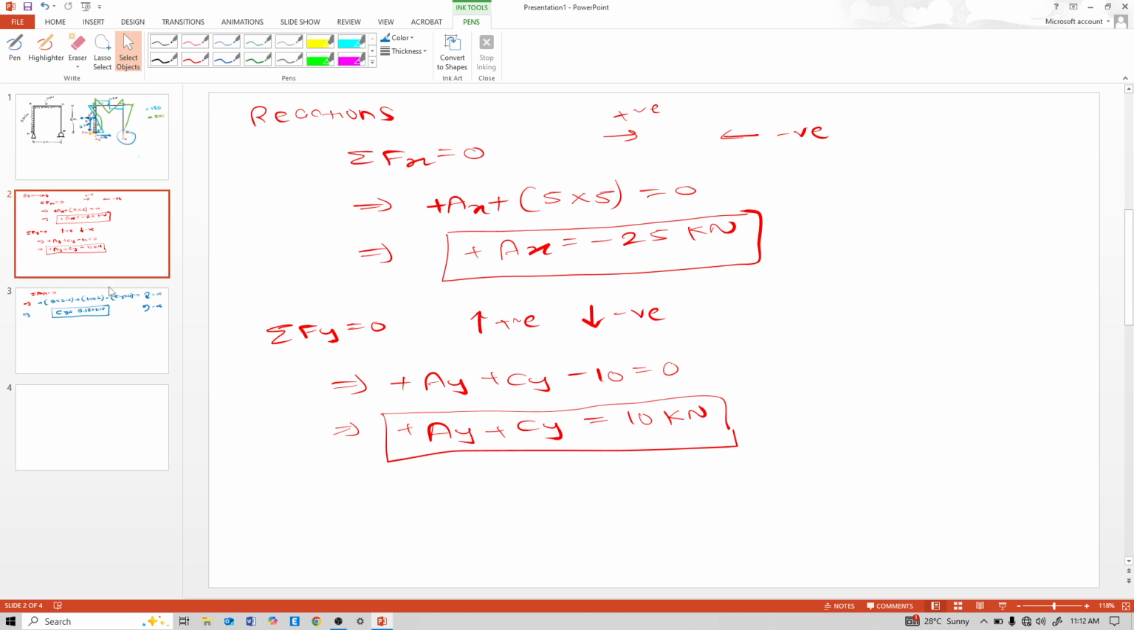Now put this CY in this equation, AY plus CY equal to 0. If we put this 8.125 kilonewton, that means 10 minus CY. AY reaction is 10 minus CY, 10 minus 8.125 is 1.875 kilonewton.